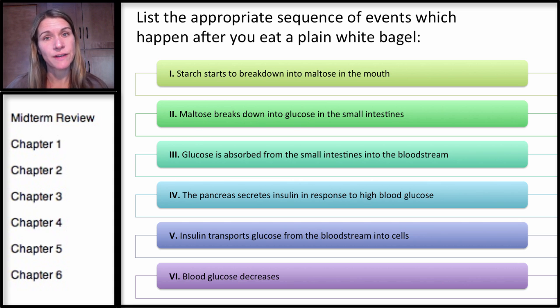Remember, carbohydrate digestion halts in the stomach. Glucose is then absorbed from the small intestines into the bloodstream. The pancreas responds to this increase in blood glucose by releasing insulin. Insulin then transports glucose from the bloodstream into the cells, where the cells use it for energy. That results in the blood glucose decreasing or normalizing.